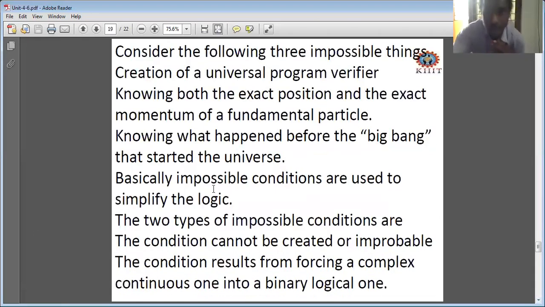Consider the following impossible things. Number one, creation of a universal program vector with both the exact position and exact momentum of a fundamental particle. What happened before the Big Bang started the universe? Basically, impossible conditions are used to simplify the logic. The two types of impossible conditions are: the condition cannot be created, or it is improbable. The condition results from forcing a complex continuous one into a binary logical one.